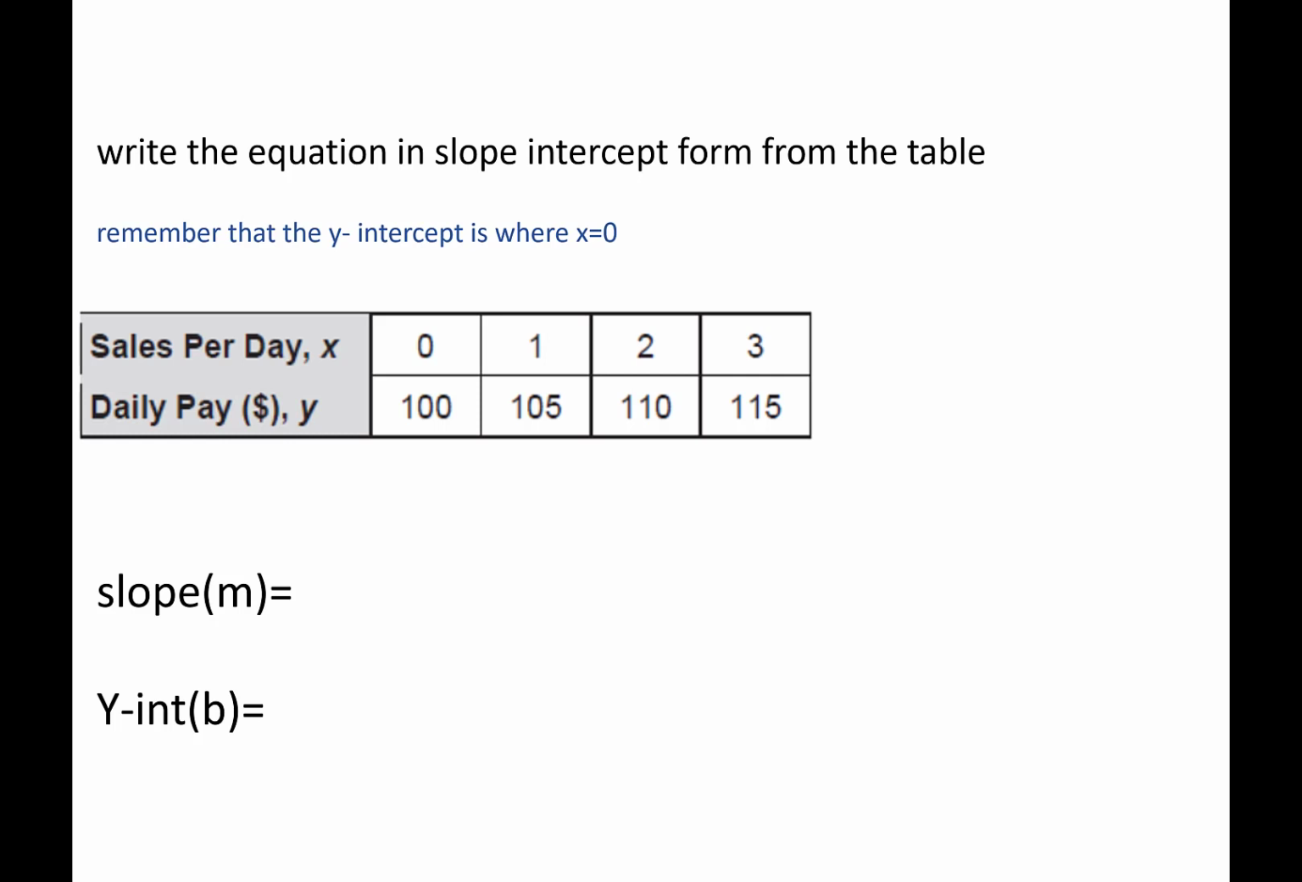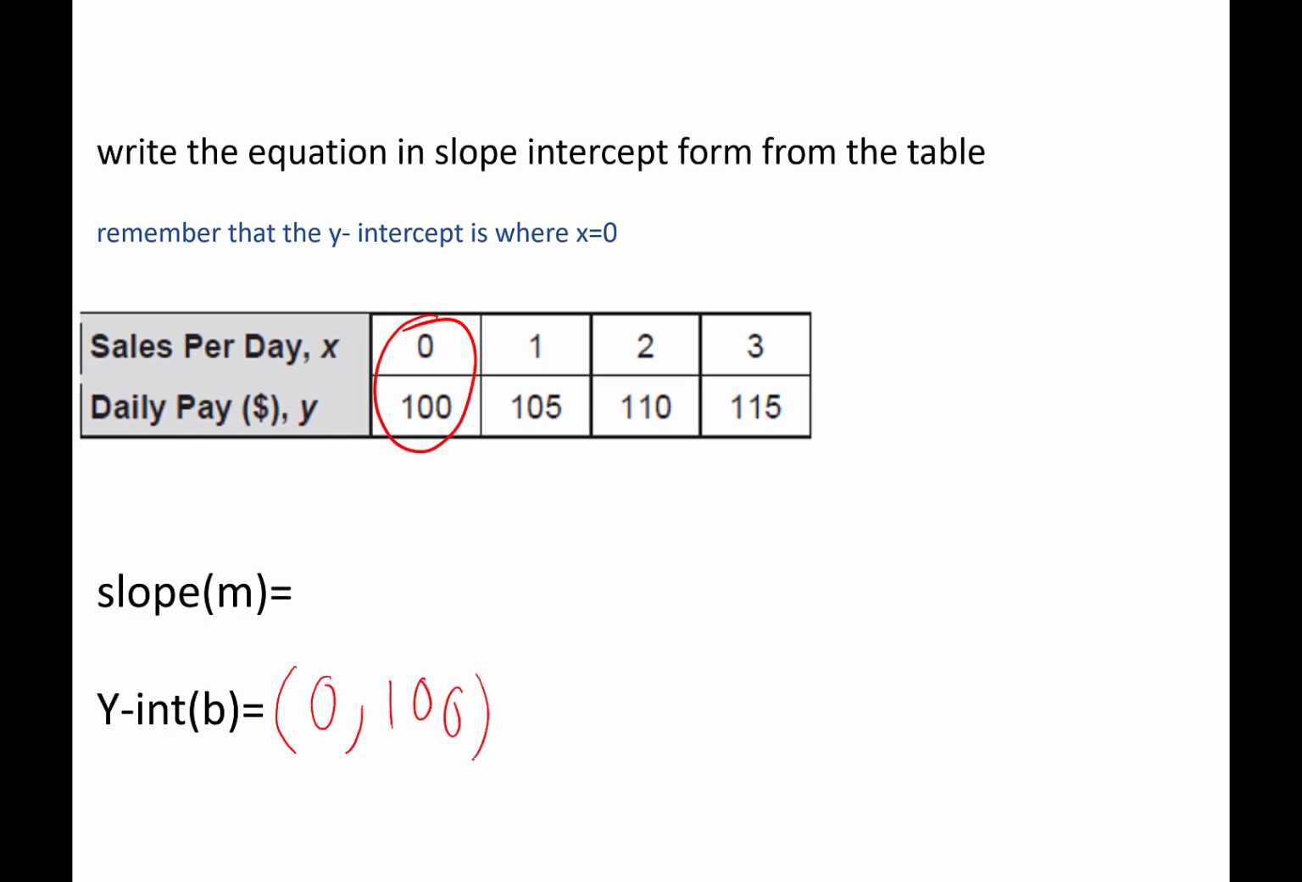So first thing I need to pick out are 2 pieces of information. What is my slope and what is my y-intercept? Now remember, the y-intercept on my table is where x is 0, because anytime we're on the y-axis, x will always equal 0. So looking here, right there, x is 0. So my y-intercept is the point 0, 100.